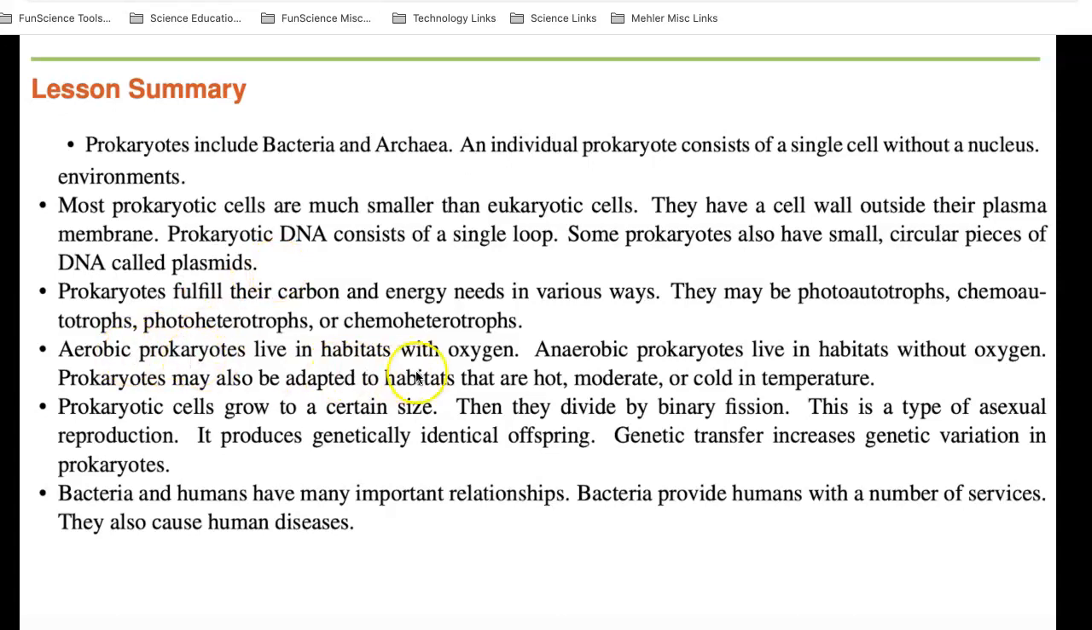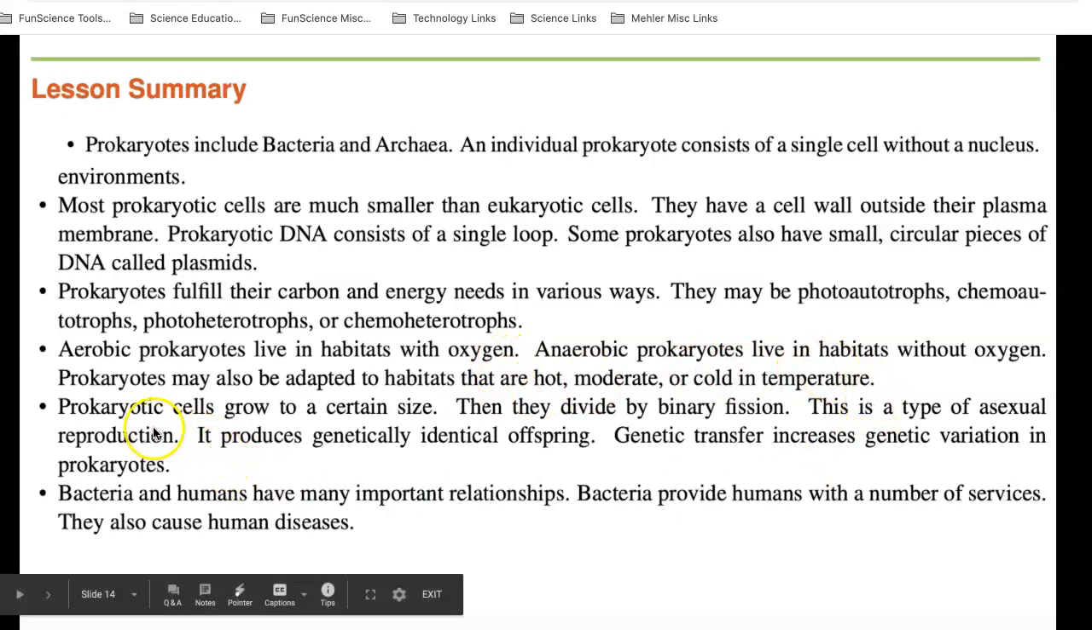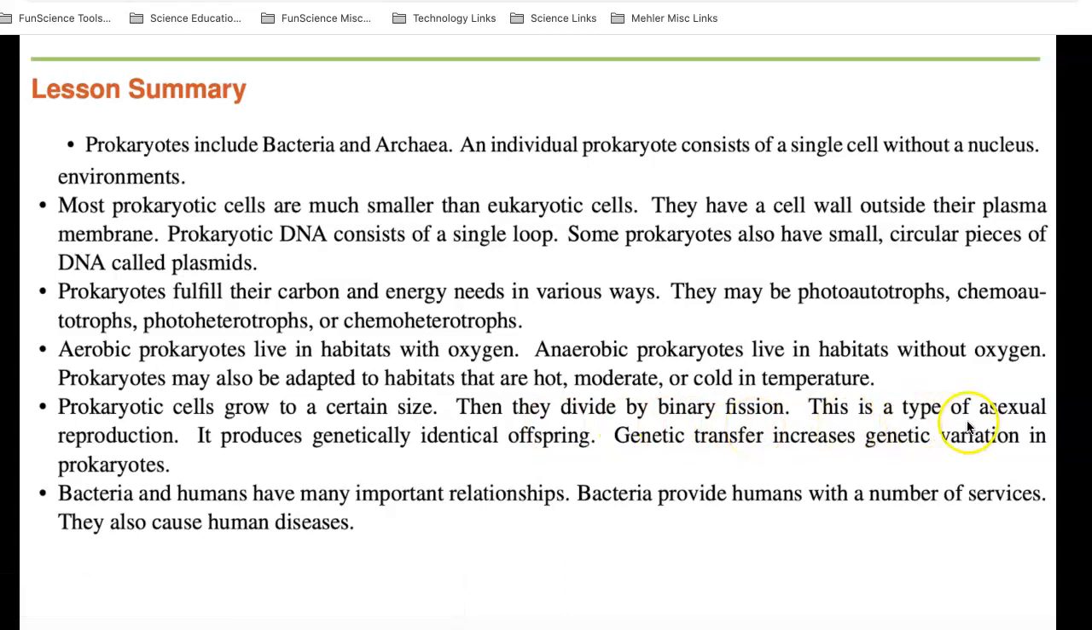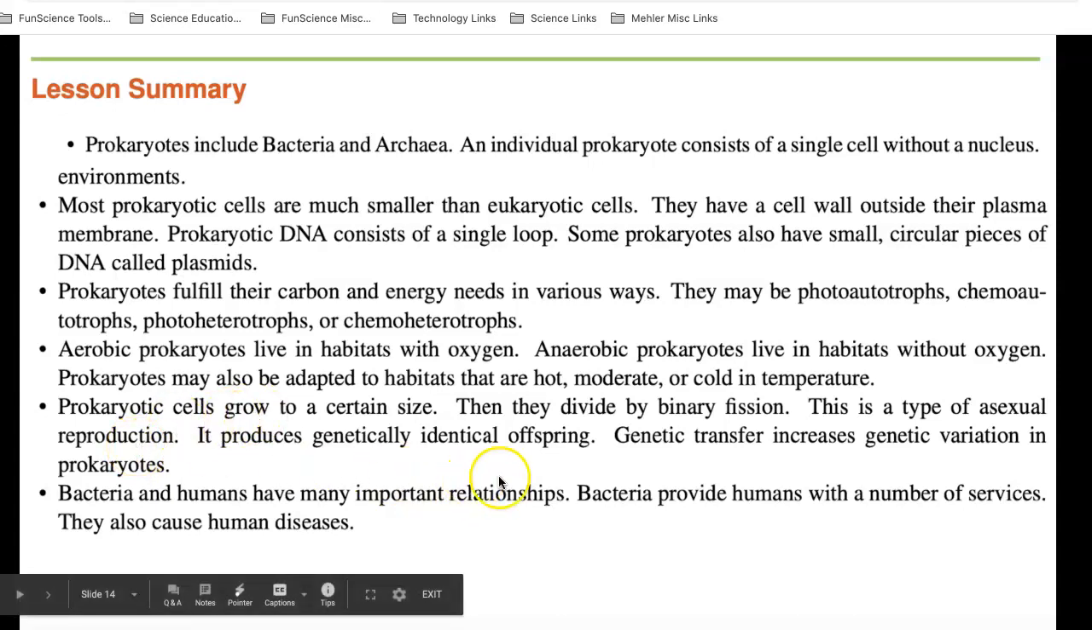Aerobic prokaryotes live in habitats with oxygen, anaerobic without oxygen. Prokaryote cells grow to a certain size, then they divide by binary fission. We had talked about that earlier. This is a type of asexual reproduction. So make sure you read through that and understand that. Bacteria and humans have many important relationships. Bacteria provide humans with a number of services, and they also cause some human disease.